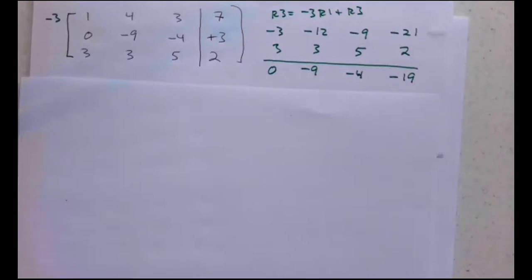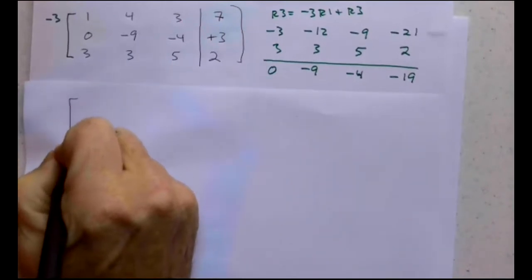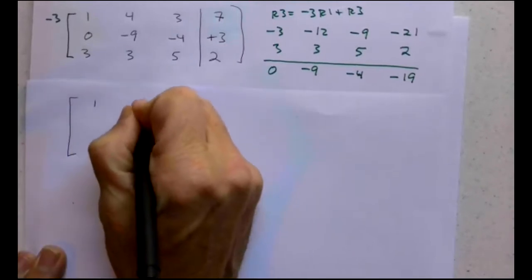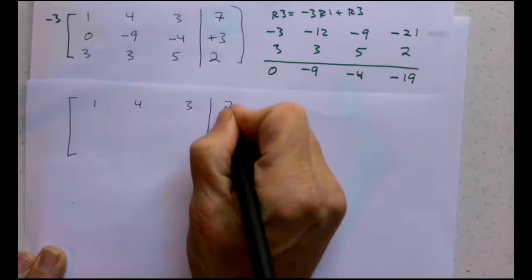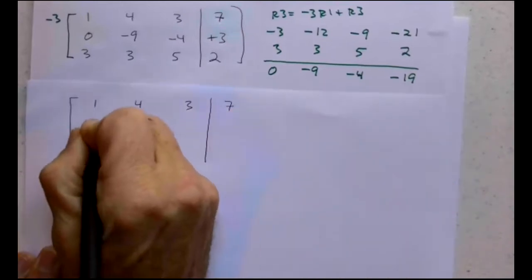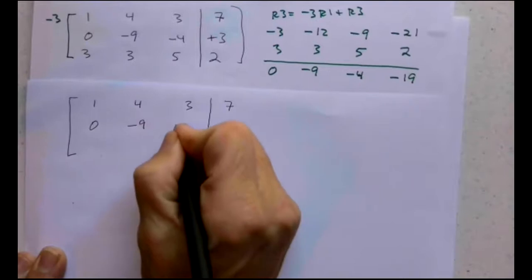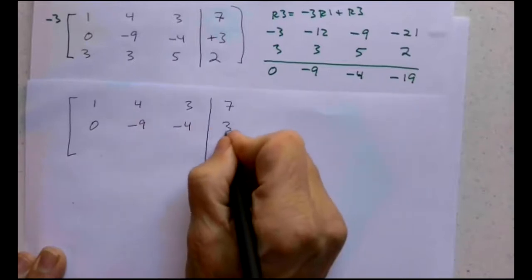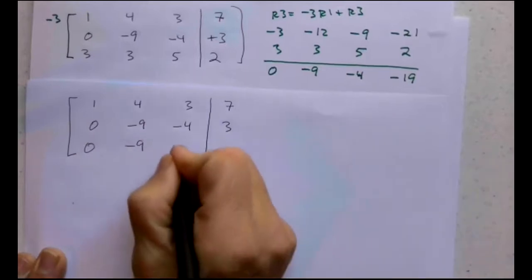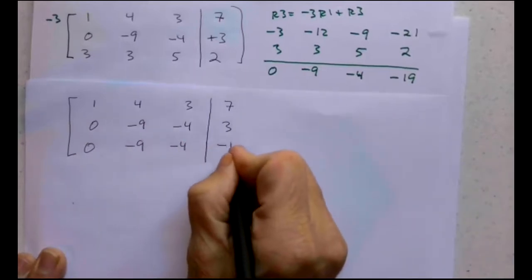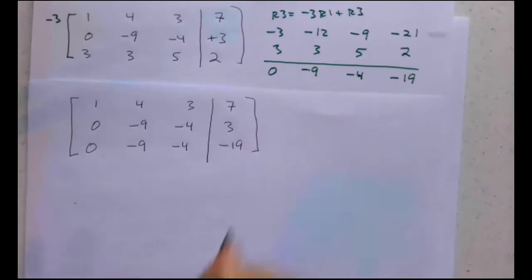So what do we get? Row 1 stays the same as the last line. We have 1, 4, 3, 7. Row 2 stays the same as last time, 0, -9, -4, 3. Row 3 has now changed to 0, -9, -4, -19.